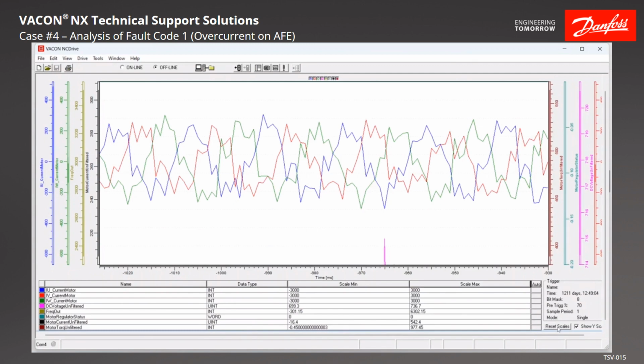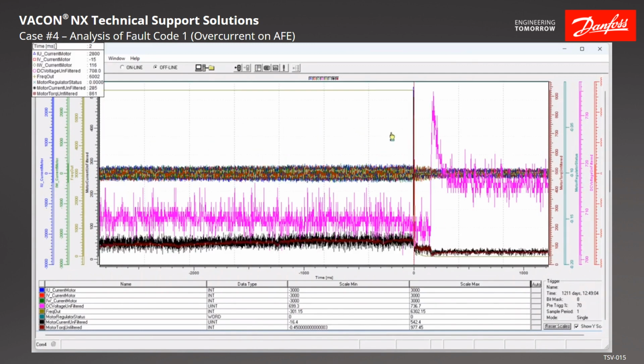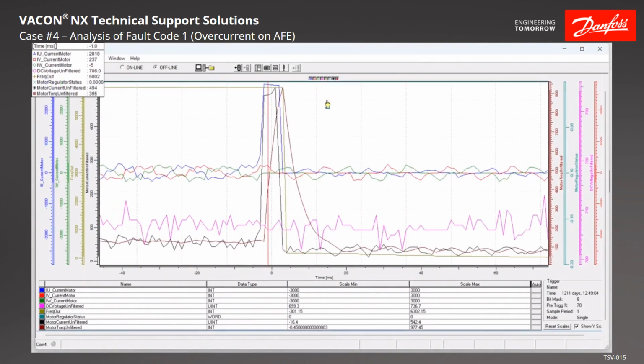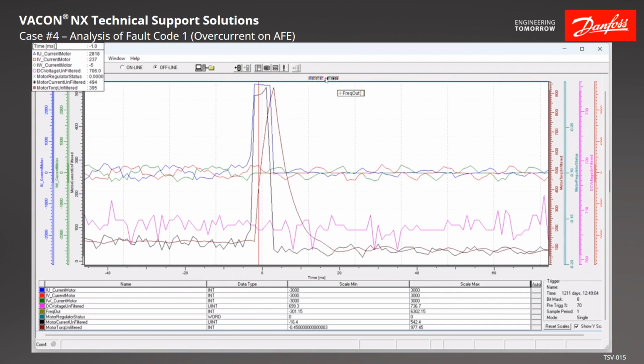So let's reset our scales and get it back where it was. So it's right in this area where we did have our fault, so we're going to take a look at this area and box out that area, and so we expand it out, and a lot of things happen in there, so let's get rid of some of the things here. So let's get rid of everything else except for U, V, and W and DC bus.